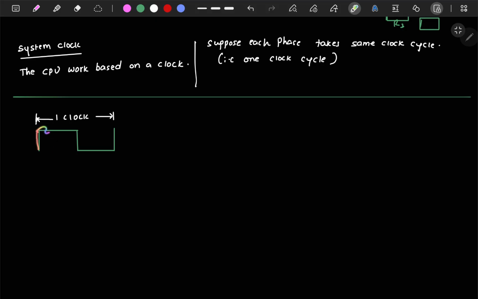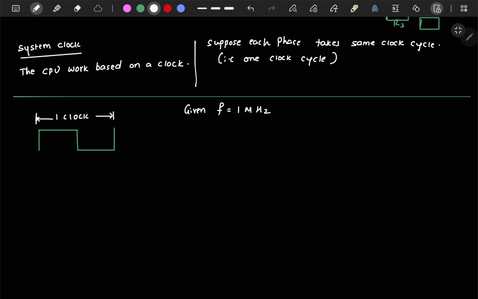We had already seen this, right? This entire thing is one clock, or you can call it one clock cycle. Now the question is, what is the time period of this clock, and how can you calculate it? For that you have to understand that one parameter will always be given, that is frequency. For example, in this case I am assuming the frequency is 1 megahertz.